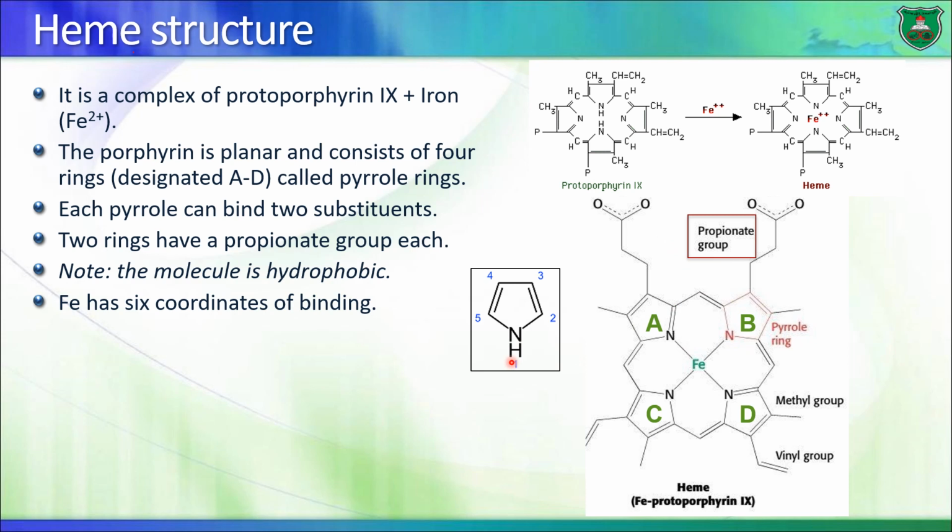Now, this is the heme molecule. Basically, that's the heme molecule right here. The precursor of heme is a molecule known as protoporphyrin 9, except that it is associated with iron. And this iron is in the ferrous state.